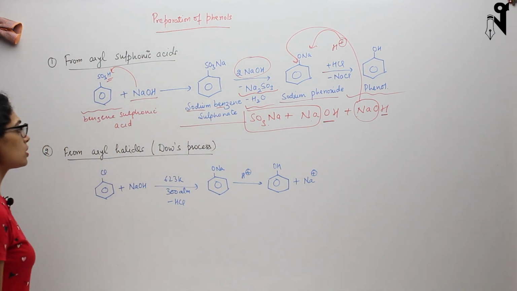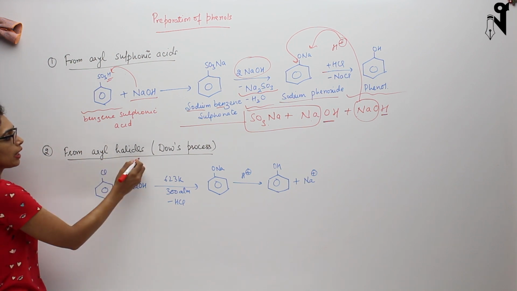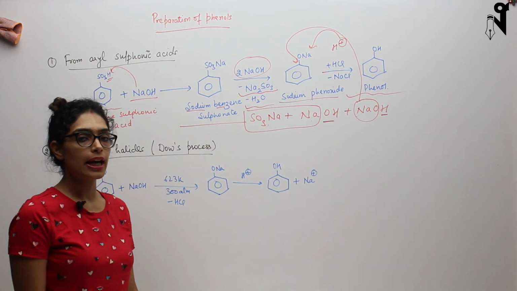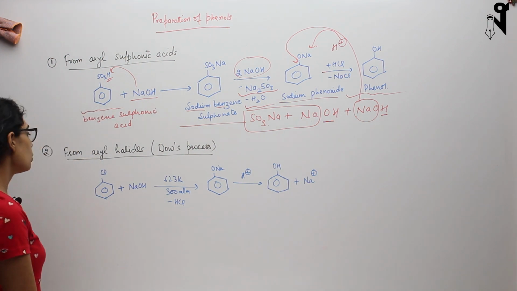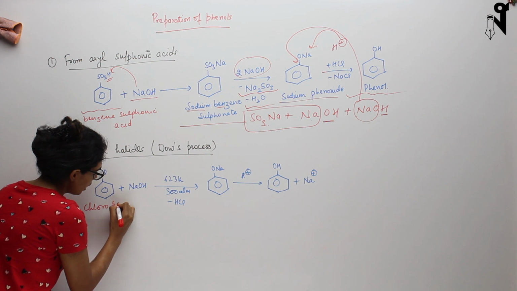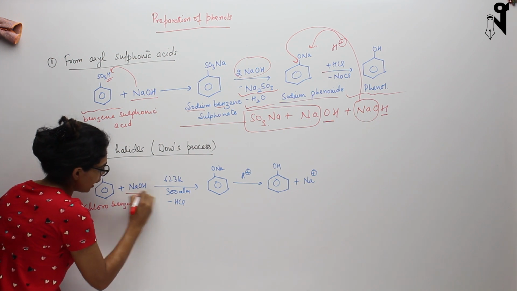Now come to the next process, that is from aryl halides. The process is called Dow's process. All of us know what is aryl halide. Aryl halide means benzene with a chlorine, bromine or iodine. So I have taken chlorobenzene. Now this chlorobenzene will be treated with NaOH again.